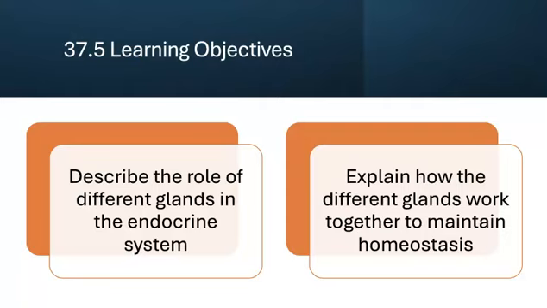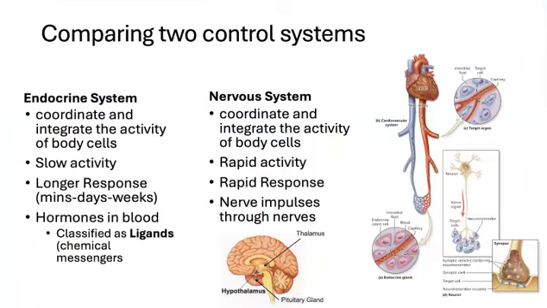So a lot of this is going to be review from the previous sections, but again, it's a good way to summarize and fill in any knowledge gaps that we have. But before we get into the different endocrine glands, we're going to compare the two control systems of the body. We've been talking about our endocrine system, and we've already studied our nervous system, and both of these are going to work to coordinate and integrate the activity of our body cells.